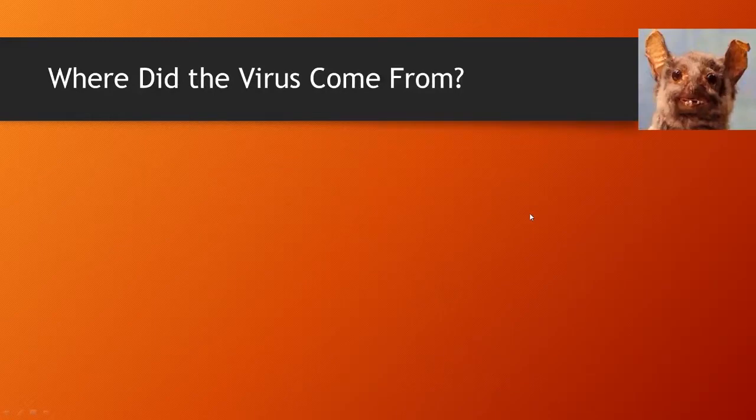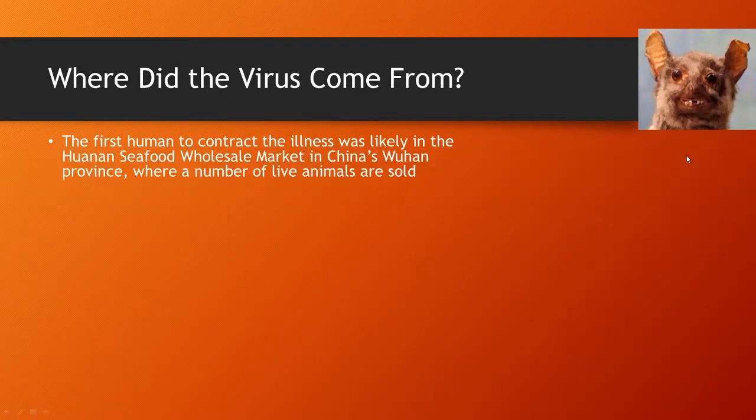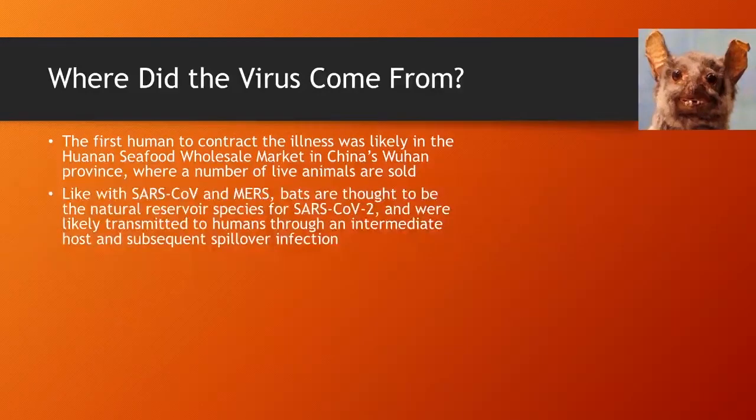So where did the virus come from? And we have this cute little picture right here of where we think it might have come from. So the first human to contract the illness was likely in the Huanan seafood wholesale market in China's Wuhan province, where a number of live animals are sold. Now, like with SARS-CoV and MERS-CoV, bats are thought to be the likely natural reservoir species for SARS-CoV-2, and it was likely transmitted to humans through an intermediate host. And then there was subsequent spillover infection.